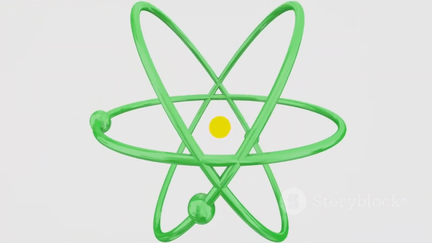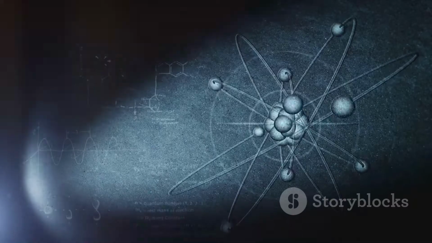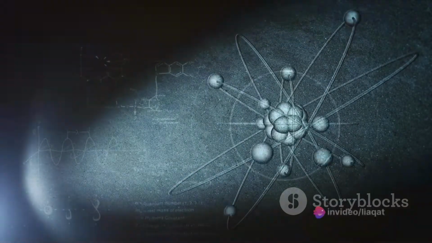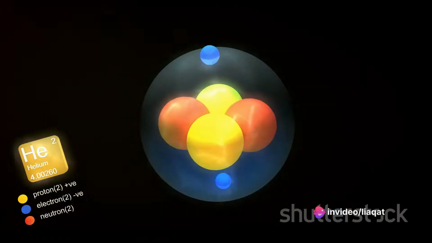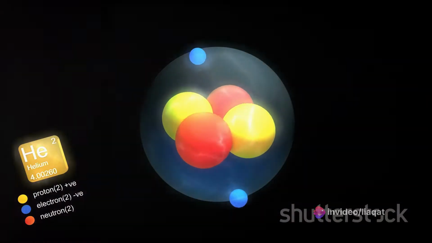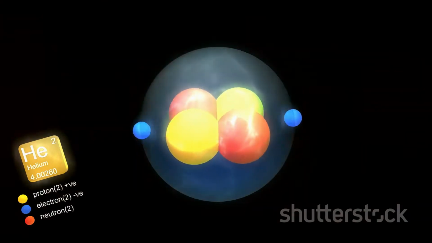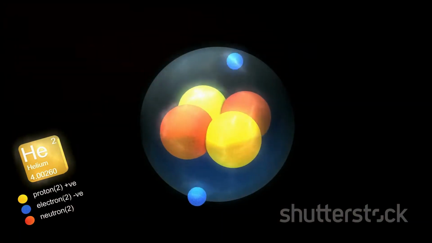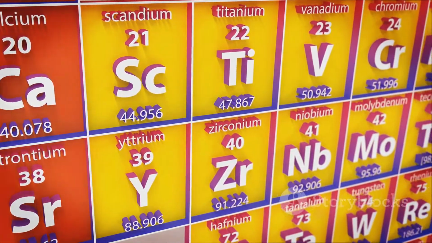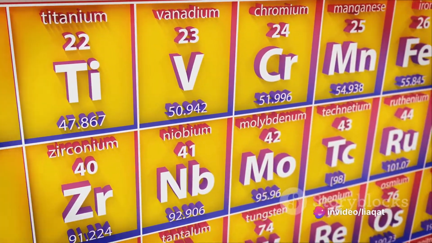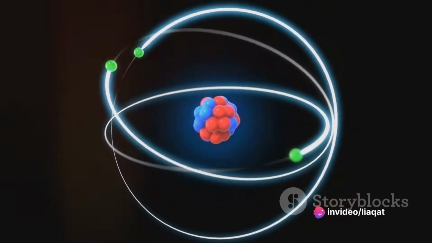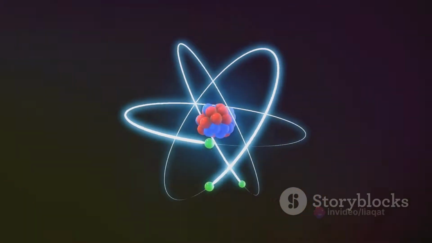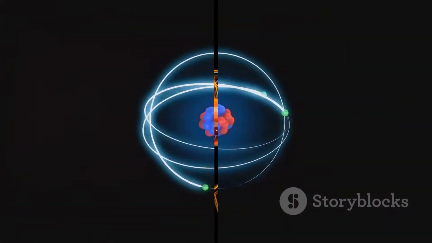Picture them as tiny solar systems. At the center of this miniature solar system is the nucleus, a dense core that holds the atom's identity. This nucleus is packed with positively charged particles called protons and uncharged particles known as neutrons. It's the protons that give the atom its identity, determining which element it belongs to on the periodic table. Meanwhile, the neutrons play a crucial role in stabilizing the nucleus, holding everything together.